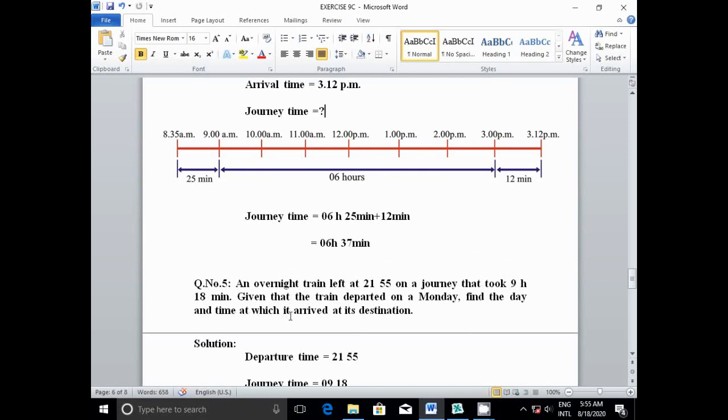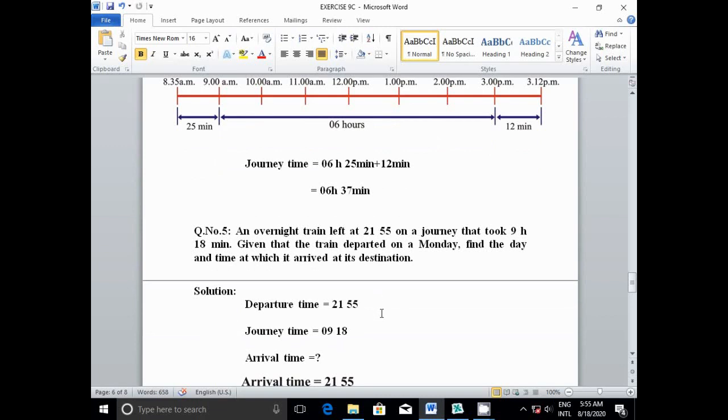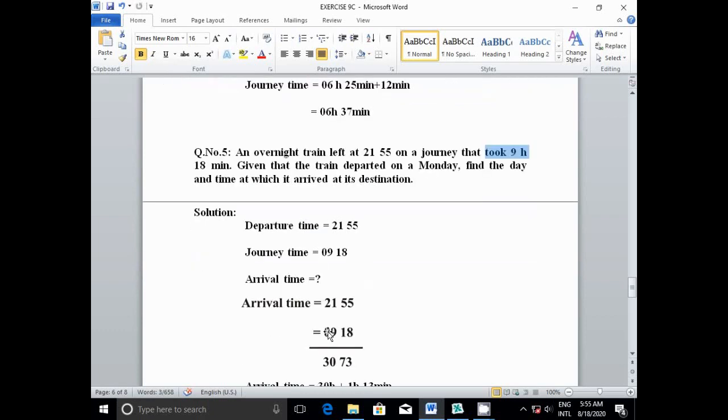Again, we have given some data in this question, and that is the departure time, which is 21 hours and 55 minutes. Here, train left means the departure time, and this time is 21 hours and 55 minutes. And then we have given the journey time, which is 9 hours and 18 minutes. So we have to find the time at which train arrived, means arrival time. Now, arrival time can be calculated by taking the sum of departure time and journey time. So let's take their sum.